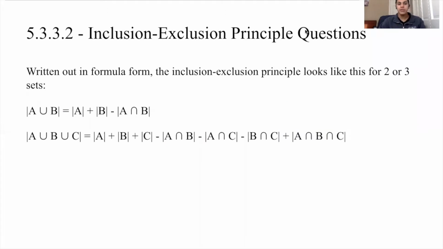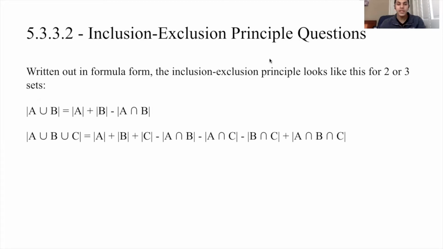All right, so next we're going to talk about the inclusion-exclusion principle. And this is a principle that when it comes to finding the union of two sets, the amount of numbers in that union of two sets, you can kind of simplify that math a little bit so you don't have to just do it by brute force. But there's actually a formula that you can use to find it.